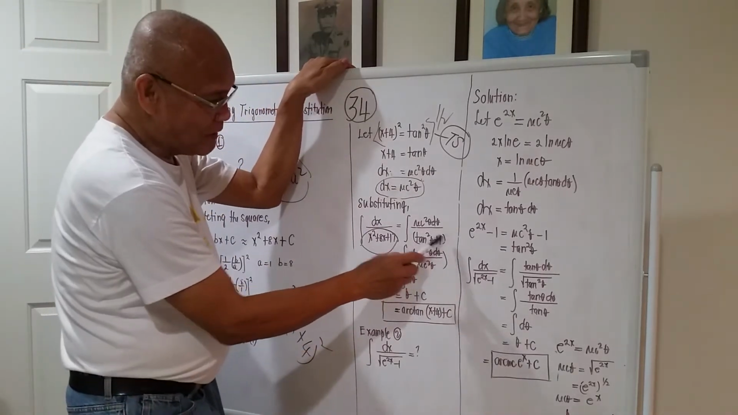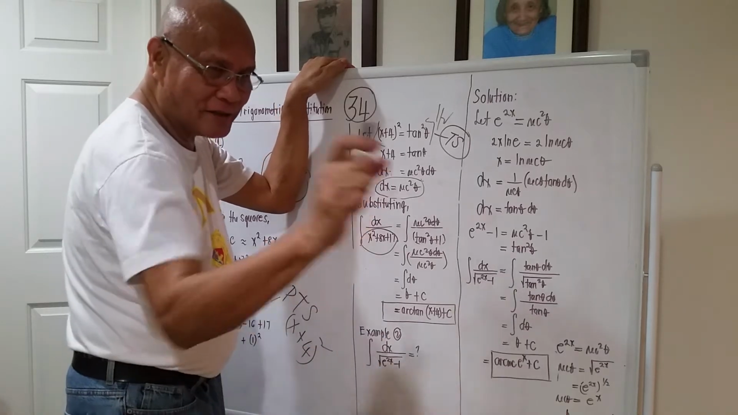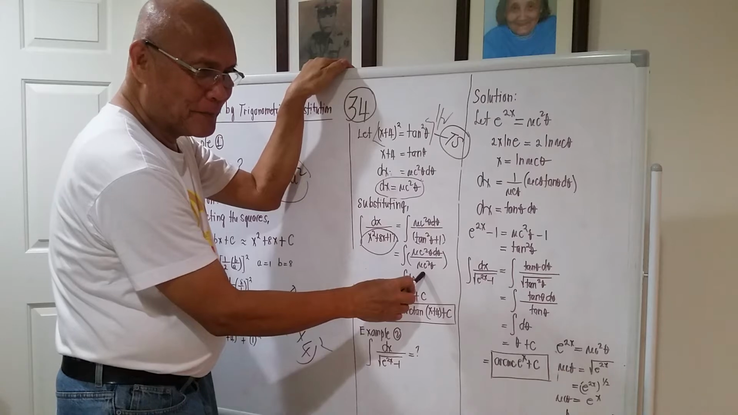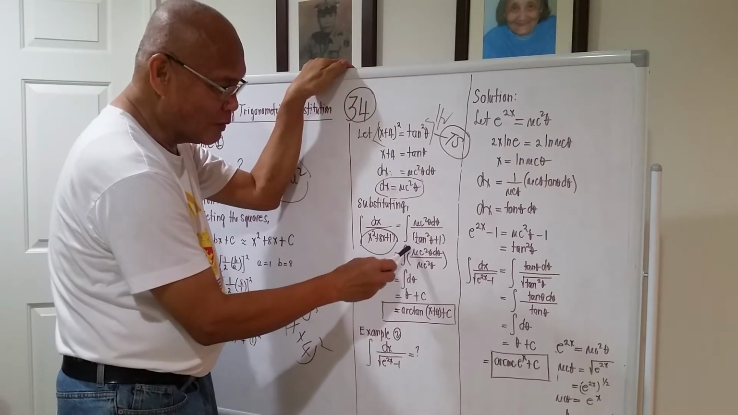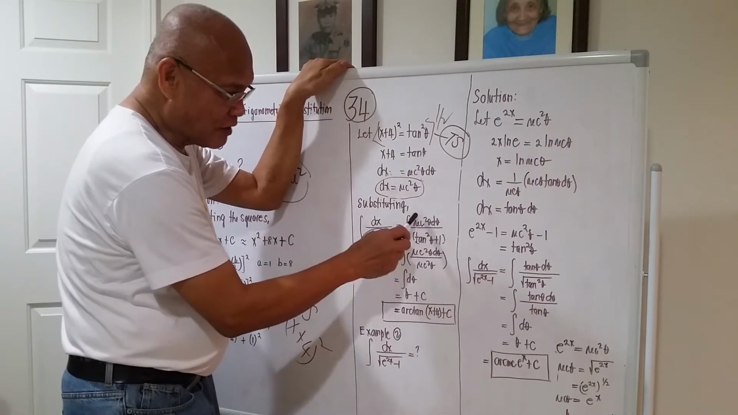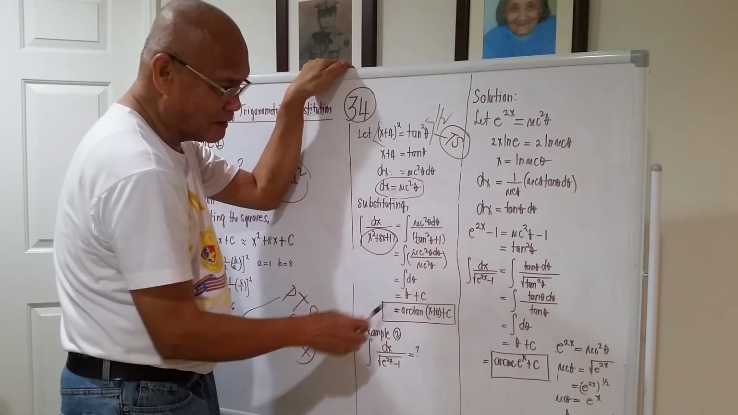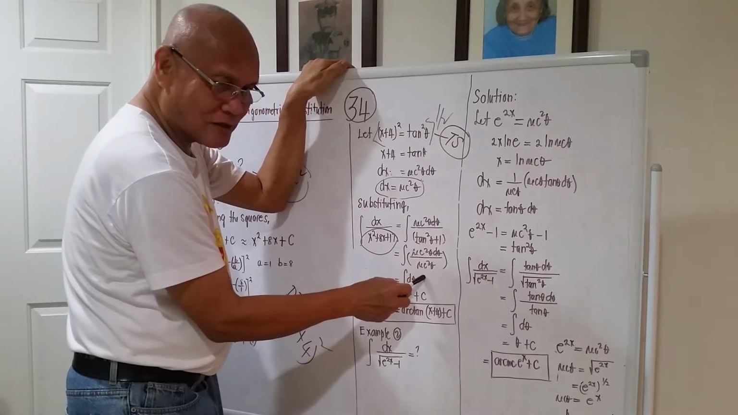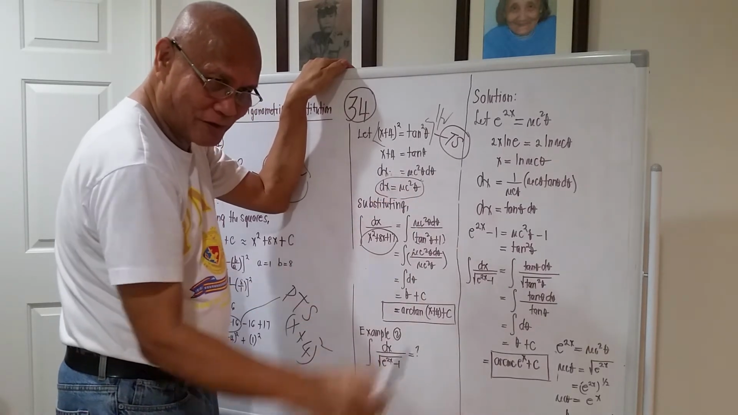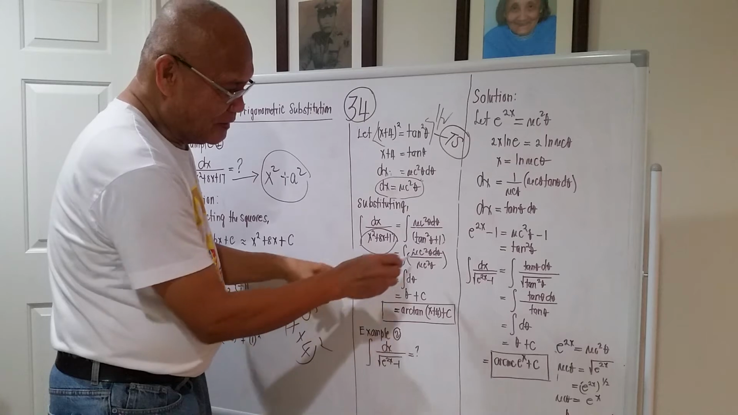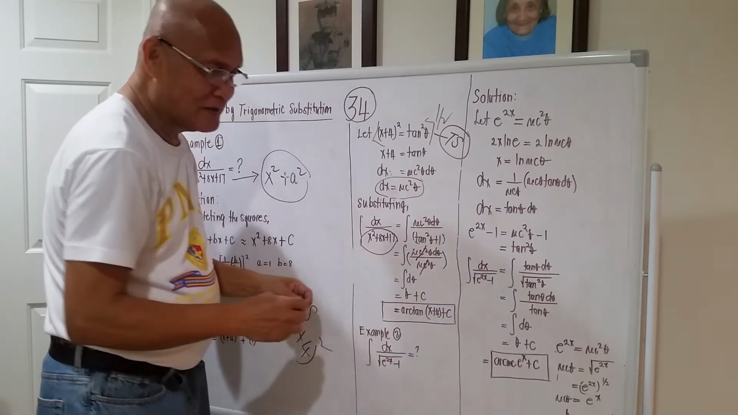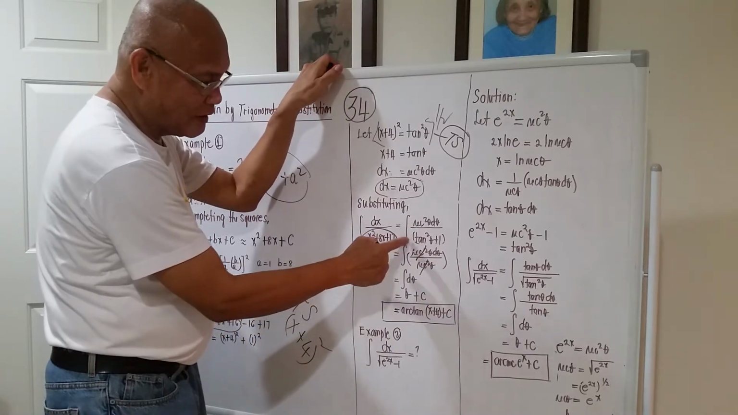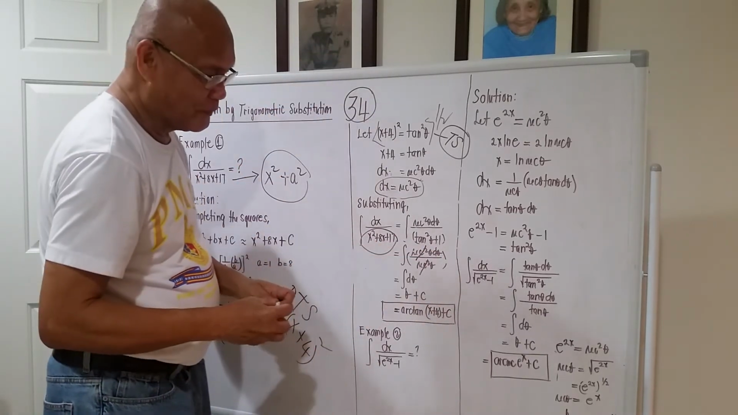But 1 plus tangent squared of theta, recall your identities. That is secant squared of theta, right? So the resulting integral will be the integral of secant squared of theta d theta over the equivalent of 1 plus tangent squared of theta, which is secant squared of theta, right? Trigonometric identities. This one cancels with this.